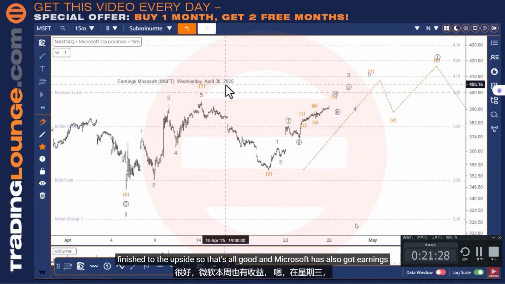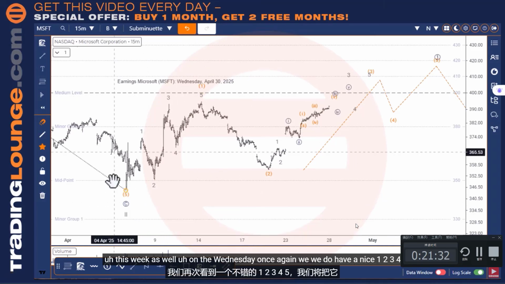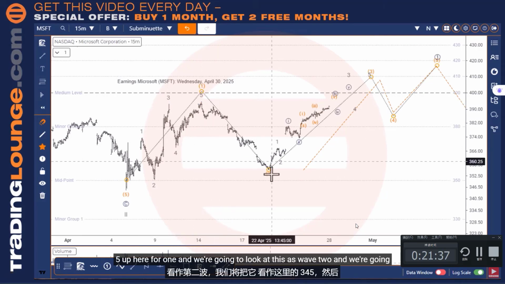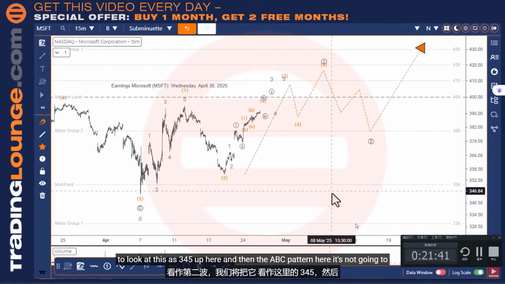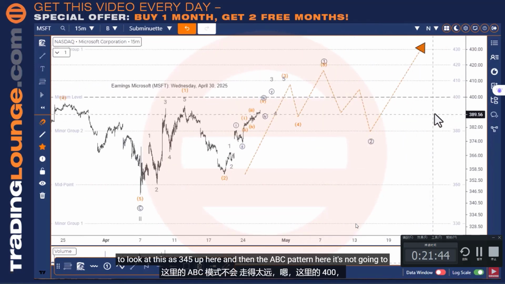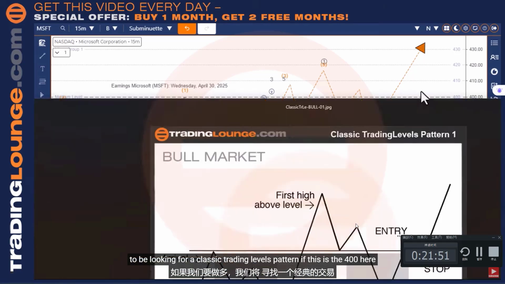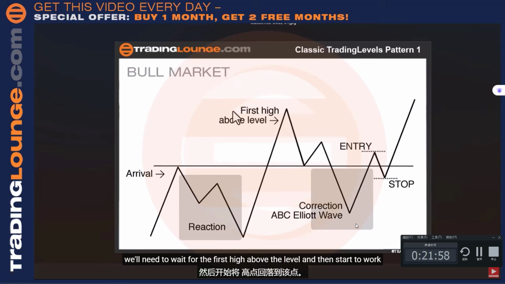And Microsoft has also got earnings this week, on the Wednesday. Once again, we do have a nice 1, 2, 3, 4, 5 up here for wave 1, and we're going to look at this as wave 2, and we're going to look at this as 3, 4, 5 up here, and then the ABC pattern here. It's not going to go very far past this 400 here, and if we are going to go long, we're going to be looking for a classic trading levels pattern. If this is the 400 here, we'll need to wait for the first high above the level and then start to work the highs back down at that point.